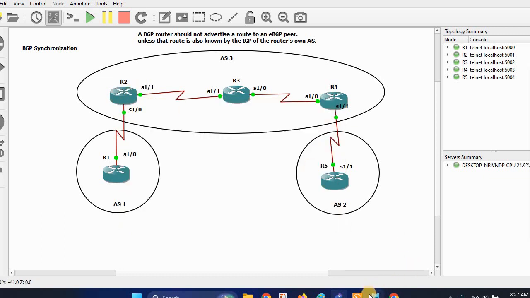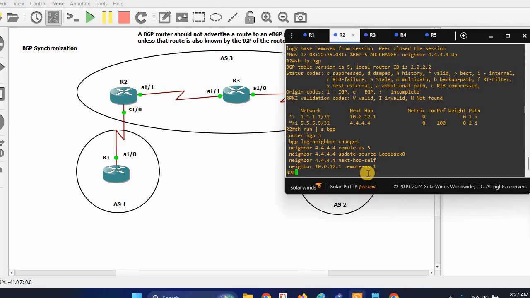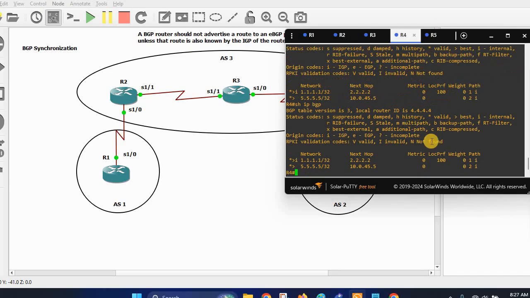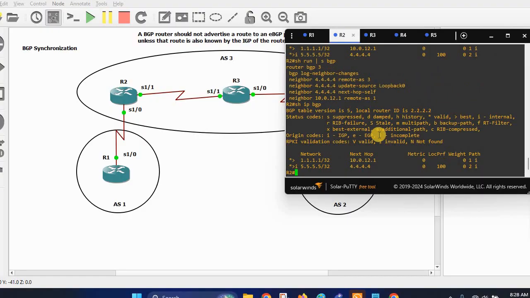Now we will see the output of that. We are seeing both routers have the best and valid path. With show ip bgp, R5 is showing the valid and best path, and likewise R1 also shows the best and valid path. Now we are going to enable the synchronization on R1 and R2, and after that we will see what the status is.